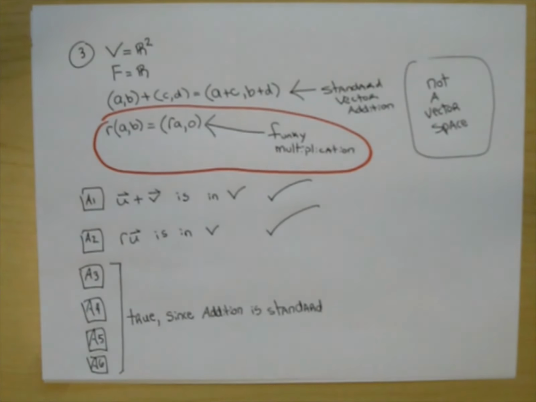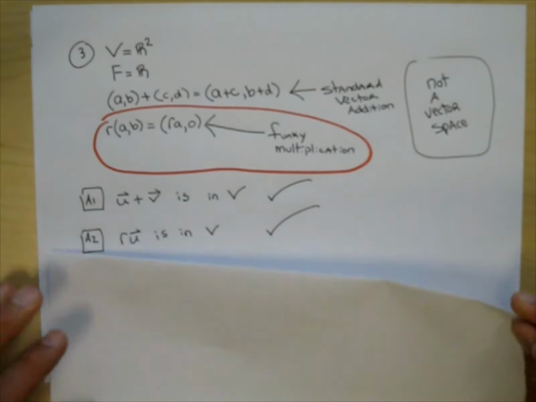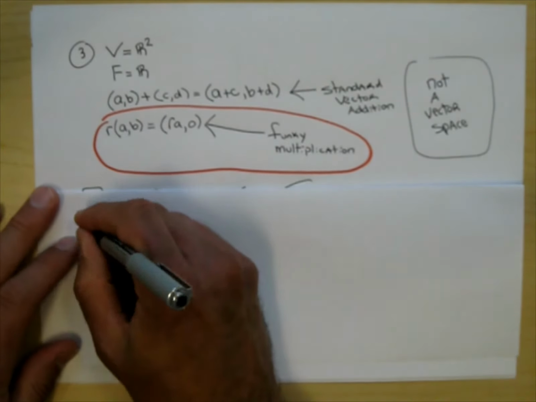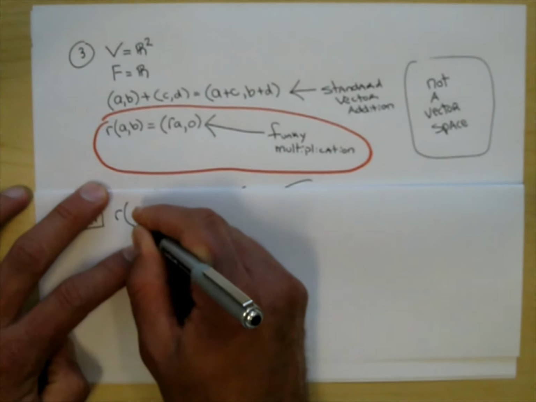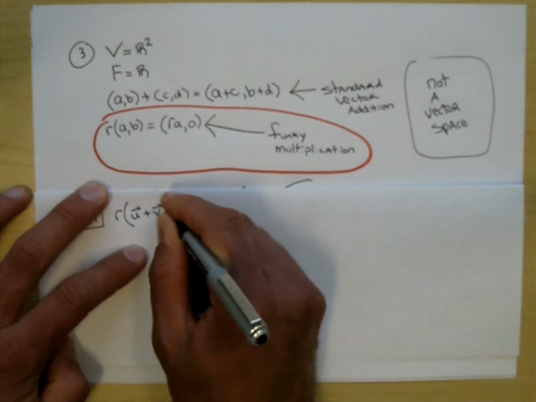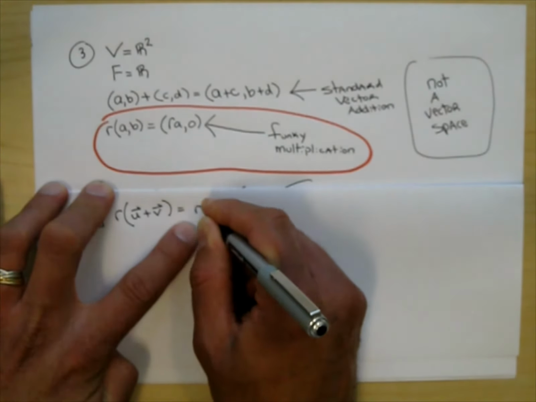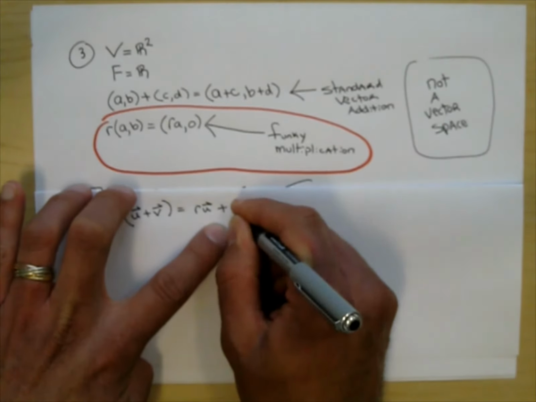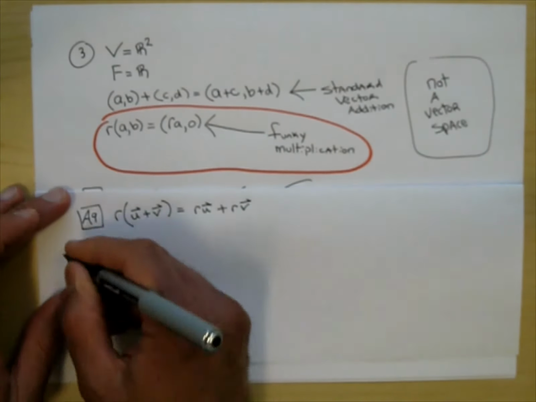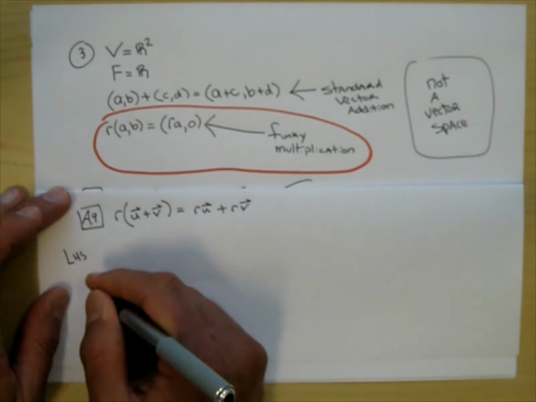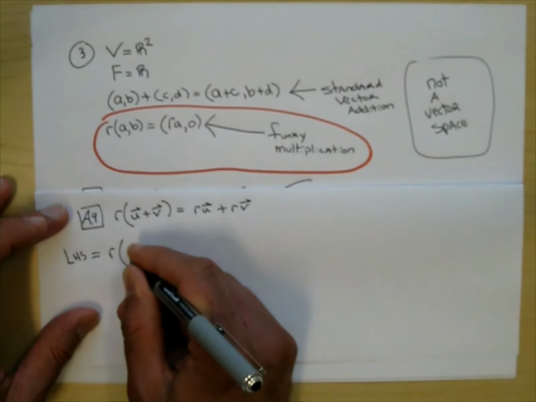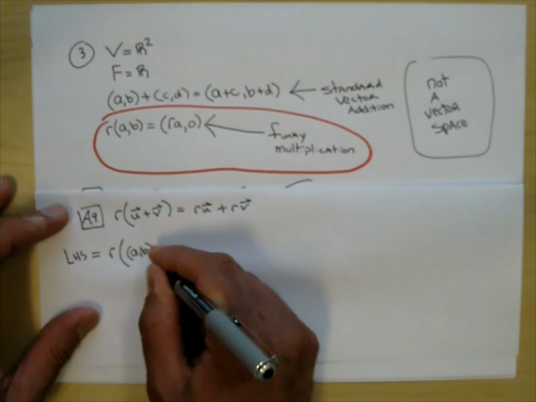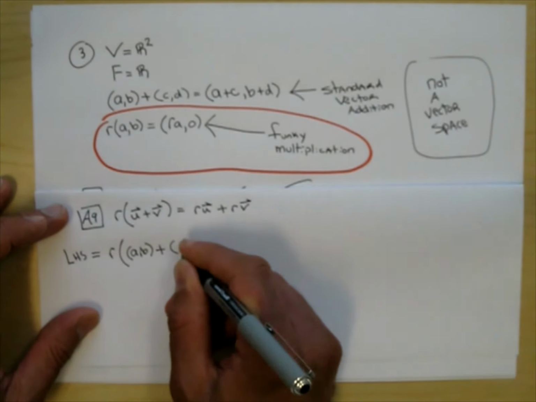I'm going to go ahead and fold this paper in half. It's just interesting to see what happens here. Okay, so let's look at A9. A9 says this. It says R, and then we have U plus V equals RU plus RV. Okay, let's look at the left-hand side. So the left-hand side says R, and then you know what I'll do? I'll write vector U as AB, and I'll write vector V as CD.